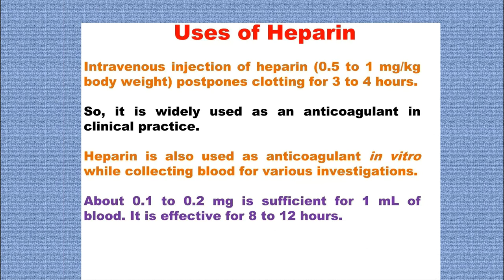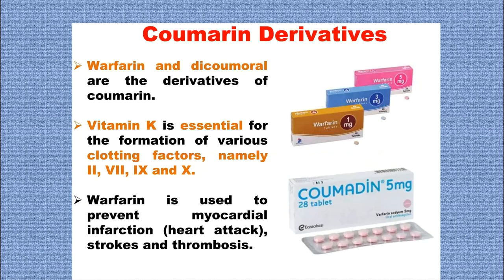Heparin is widely used as an anticoagulant in blood transportation, blood transfusion, etc. The dose of heparin is 0.1 to 0.2 milligram, which is sufficient for 1 milliliter of blood. It is effective for 8 to 12 hours. This you need to remember. And coumarin derivatives like warfarin and dicoumarol are used to prevent myocardial infarction, heart attack, strokes, and thrombosis.